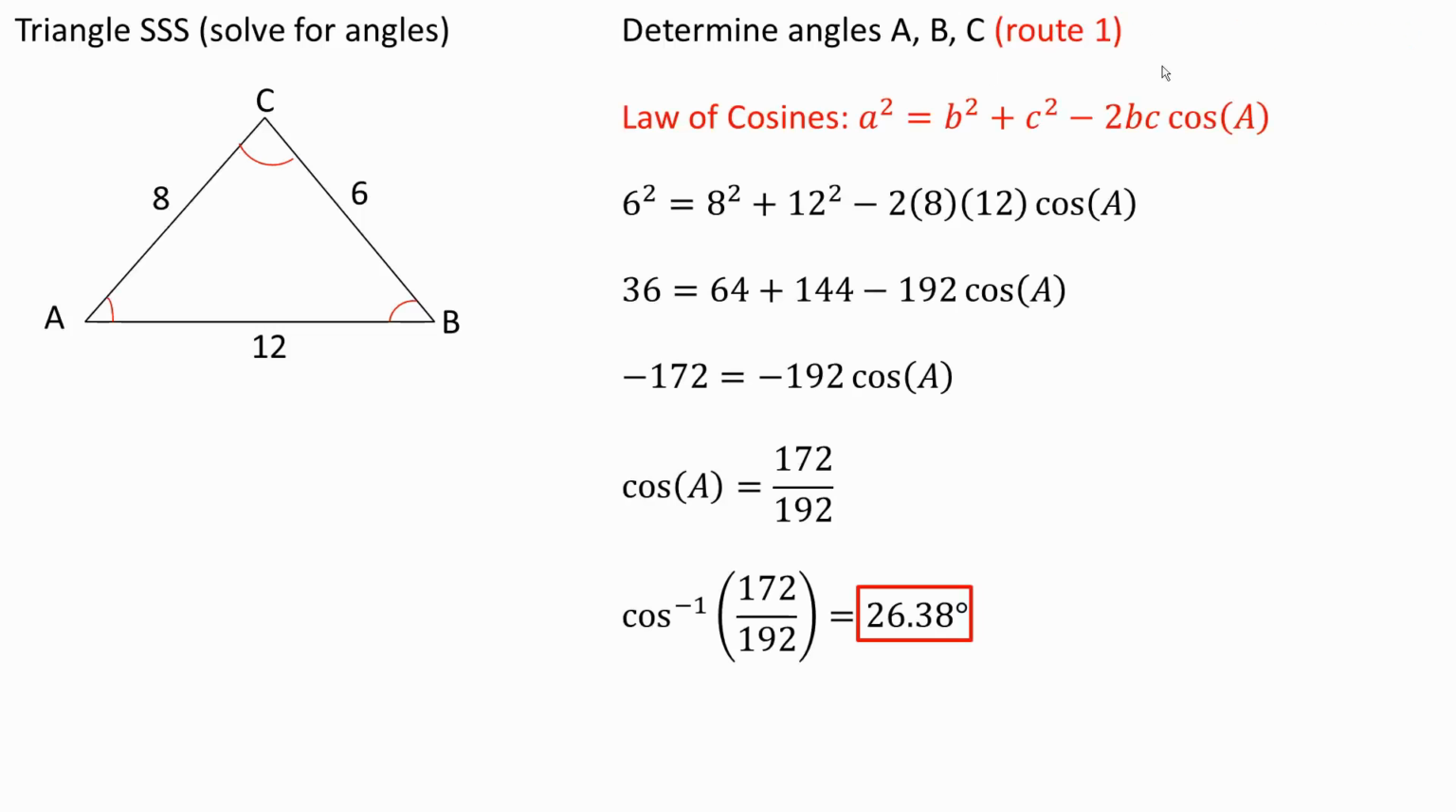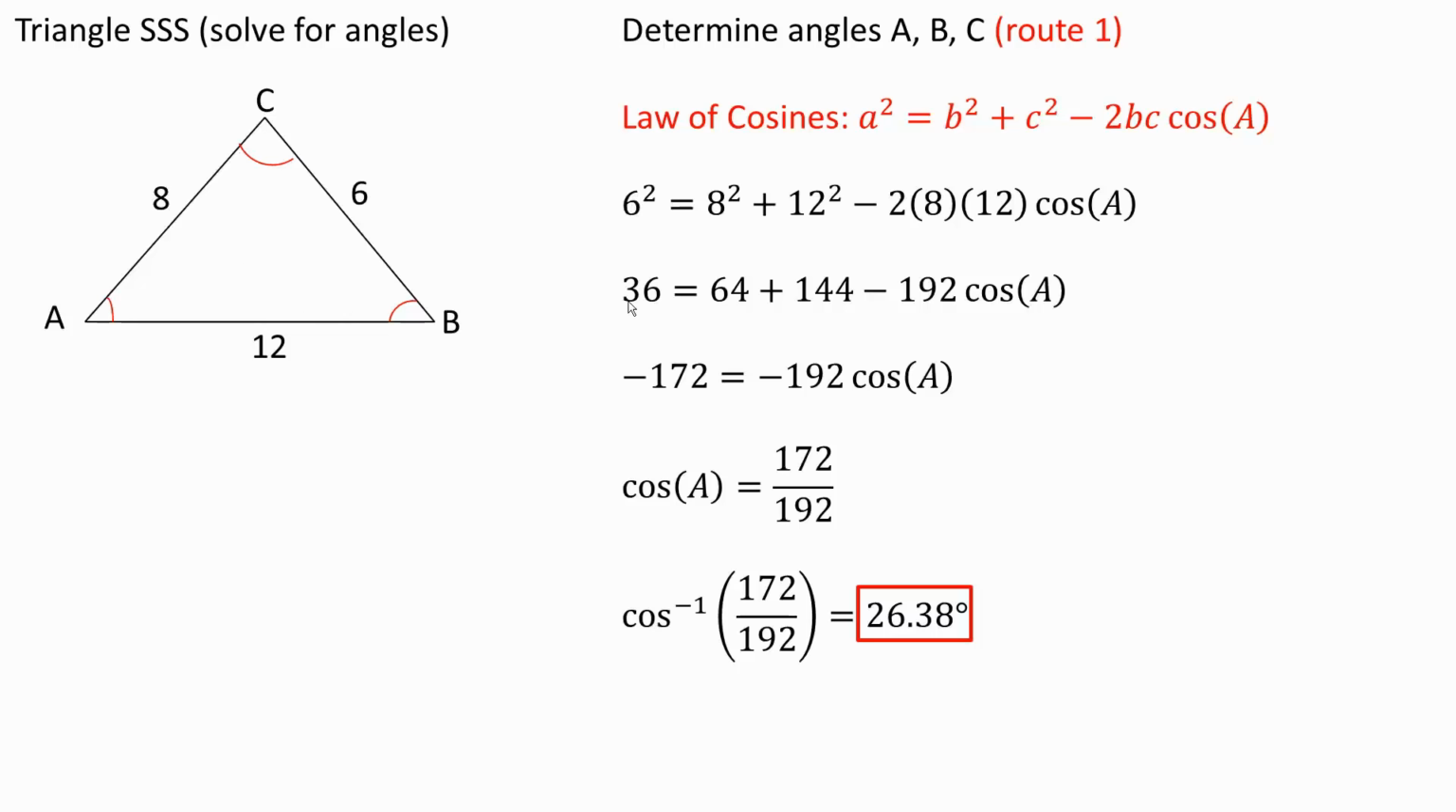Okay, this is route 1. I'm just going to be using the law of cosines. So I know side length A, I know side length B, I know side length C. For this one, I will solve angle A. So that means A squared, 6 squared, is equal to 8 squared plus 12 squared minus 2 times 8 times 12 cosine angle A.